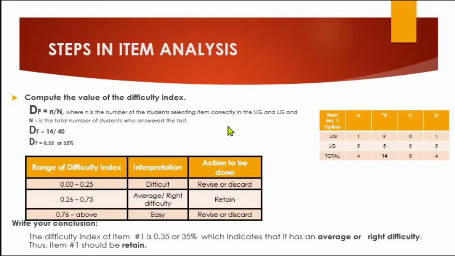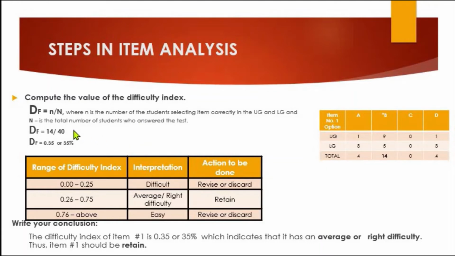So, dahil nga correctly, yung nakakuha lamang ng tamang sagot, dito po tayo magpo-focus kasi ito yung correct answer ng item number 1. So, bibilangin lang natin kung ilan yung nakakuha ng tamang sagot sa upper group at saka sa lower group. So, based dito sa ating example, meron tayong 9 at saka meron tayong 5. So, isa-sum up lang natin yung dalawa. So, meron tayong 14. And then, i-divide natin siya sa total number of student who answered the test.